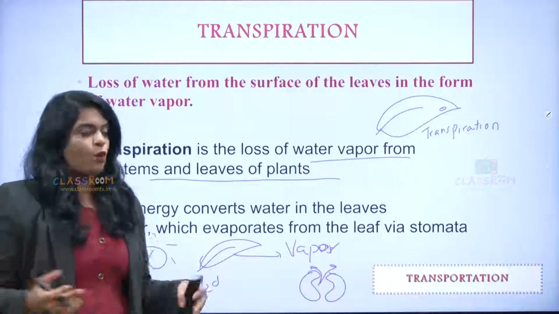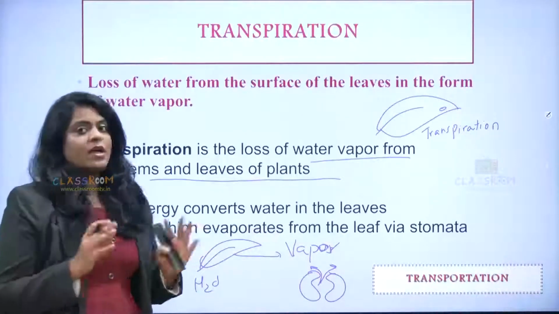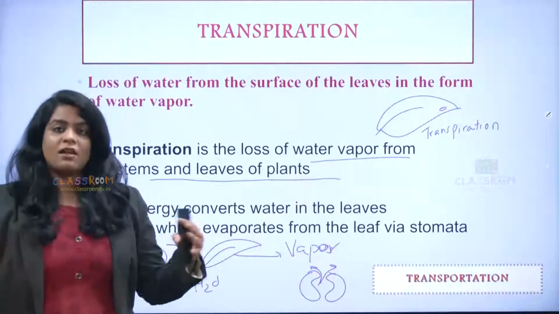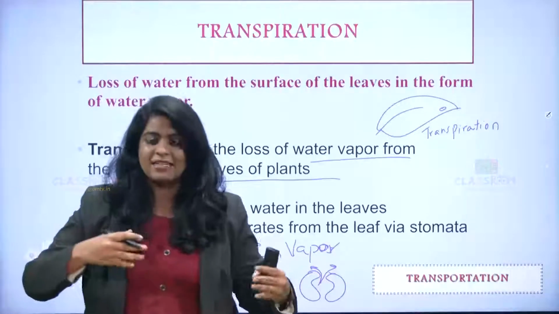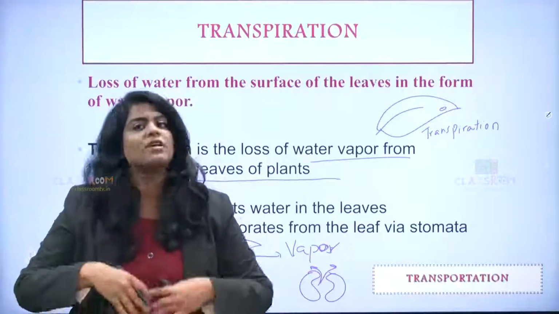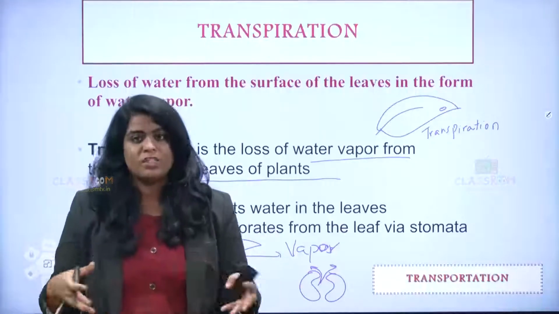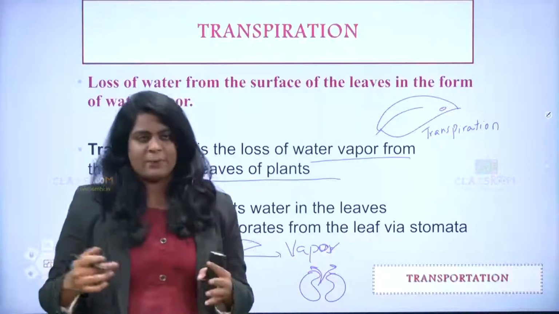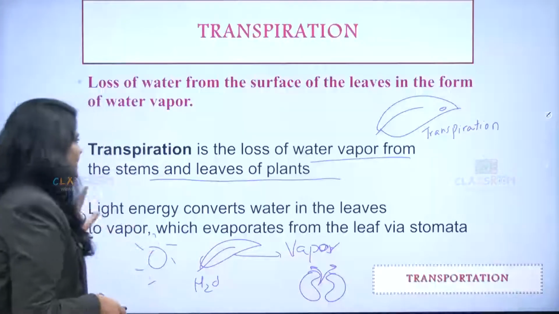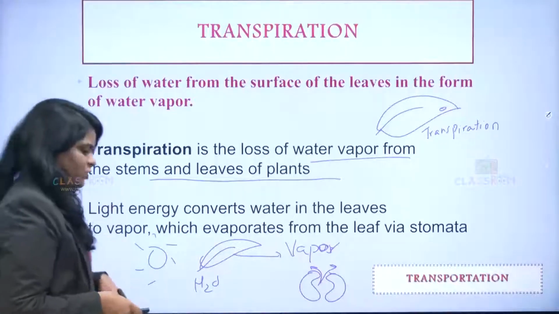So how is the vapor formed from the leaf? Like the sun, it has light energy, right? So when it falls on the leaf, the water which is present in the leaf is going to evaporate. So this is pretty much about transpiration.